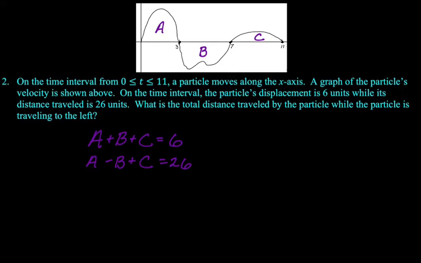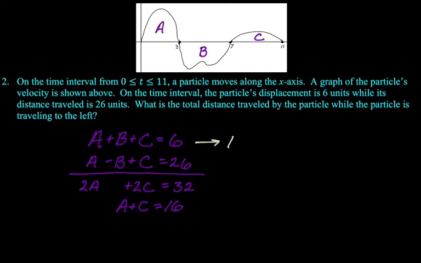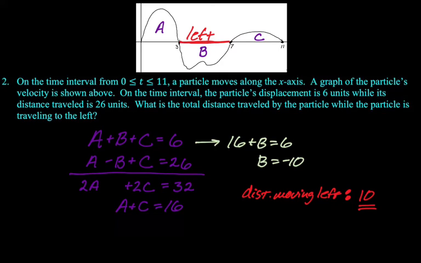I'm going to do the only thing I can do here, which I think is add these together. Get 2A plus 2C is equal to 32, which means that A plus C is just 16. And because A plus C is 16, we know that 16 plus B is equal to 6, which means B is negative 10, which is not the answer, right? Because the answer we're looking for is the distance traveled, not the displacement, on the time interval that you're moving left. So we need to take the absolute value of that. So distance while we're moving left is just 10. All right, let's look at the next one.